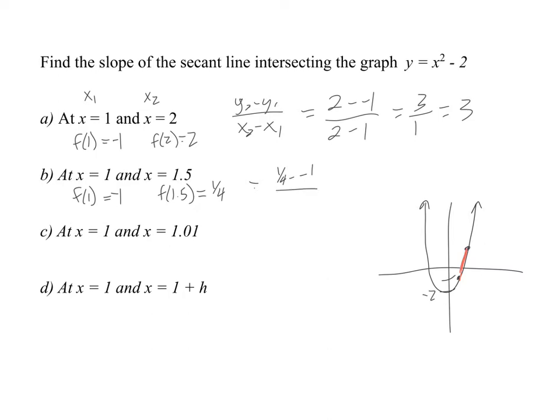take away -1 on the top, and 1.5, take away 1 on the bottom. So that gives us 1 1/4, or 1.25 on the top, divided by 0.5 on the bottom. So that gives us an answer of 2.5.